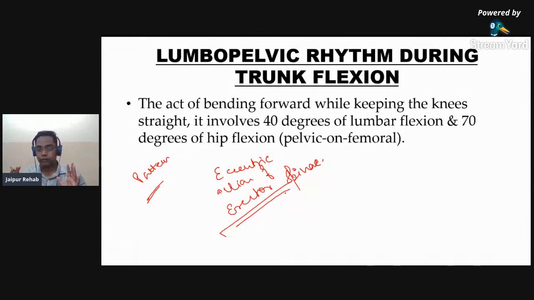I start going down. Eventually, it is followed by the anterior tilt of my pelvis and simultaneous flexion at my hip joint, right? So now this point comes that I have written over here, that is the act of bending forward while keeping the knees straight. It involves 40 degrees of lumbar flexion and 70 degrees of hip flexion. So whenever I get down, there is simultaneous flexion at the lumbar spine, anterior pelvic tilt and hip flexion.